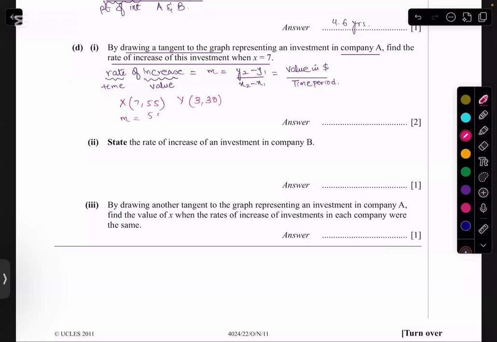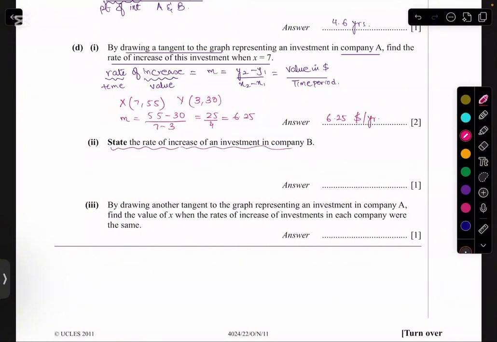I can see that the gradient value is (55 minus 30) over (7 minus 3), which is 25 over 4, and 25 by 4 will give me 6.25. Meaning here I can say that this is going to be $6.25 per year. This is going to be the rate of increase of the investment when your x is equal to 7. And then state the rate of increase of investment in company B.